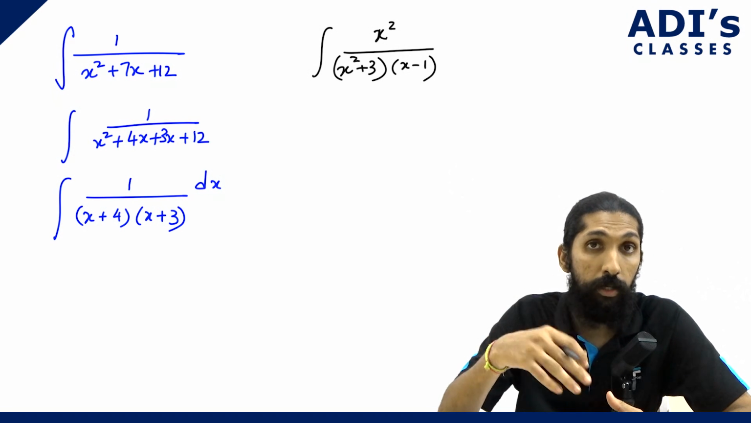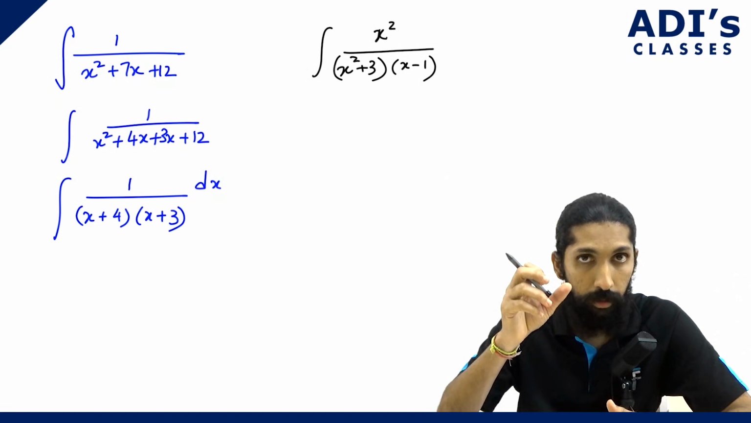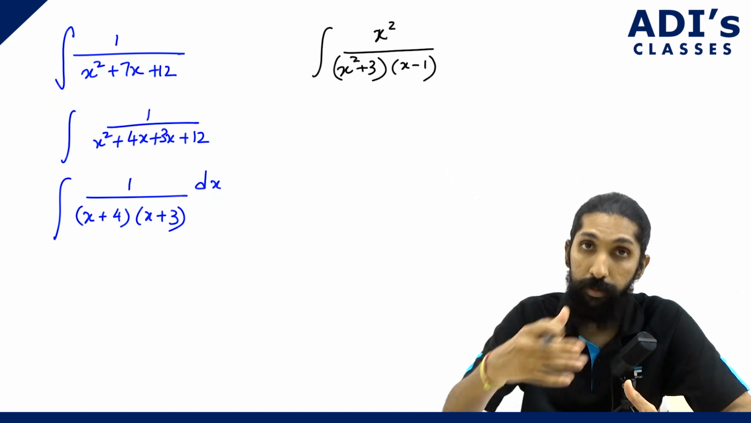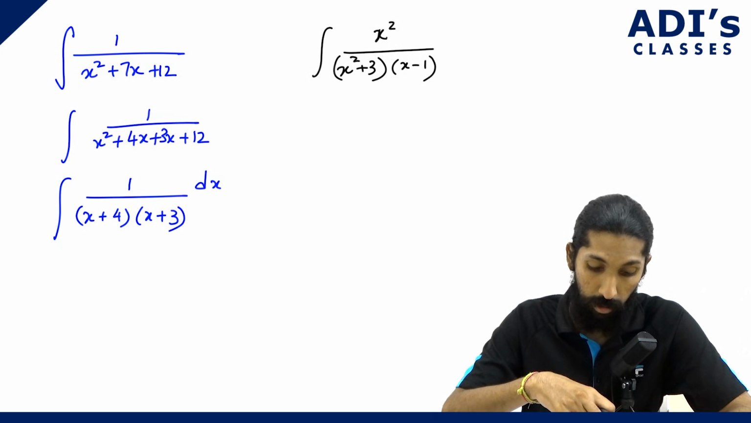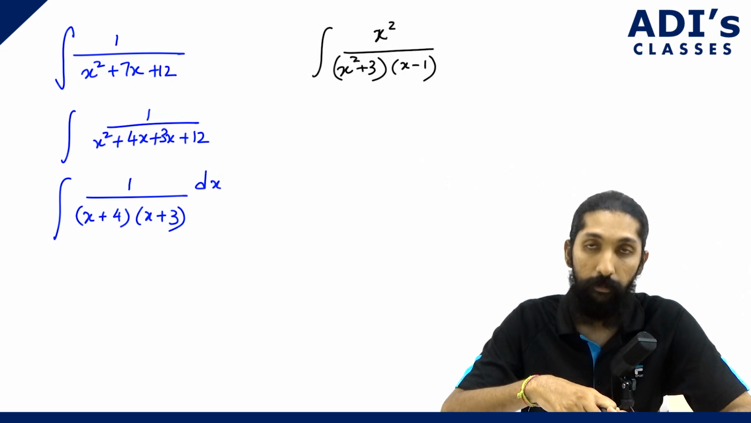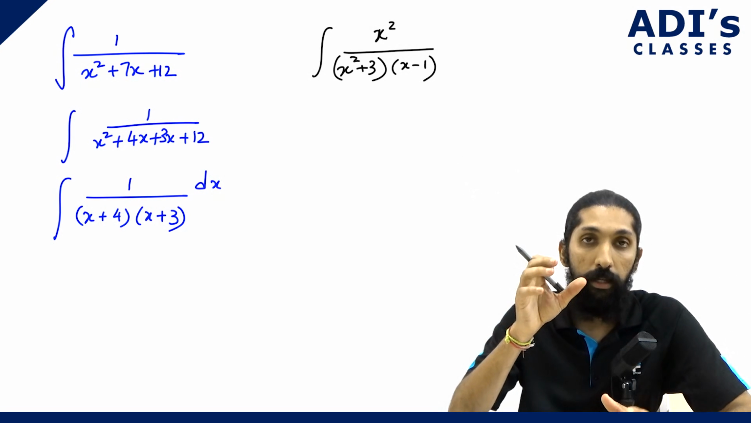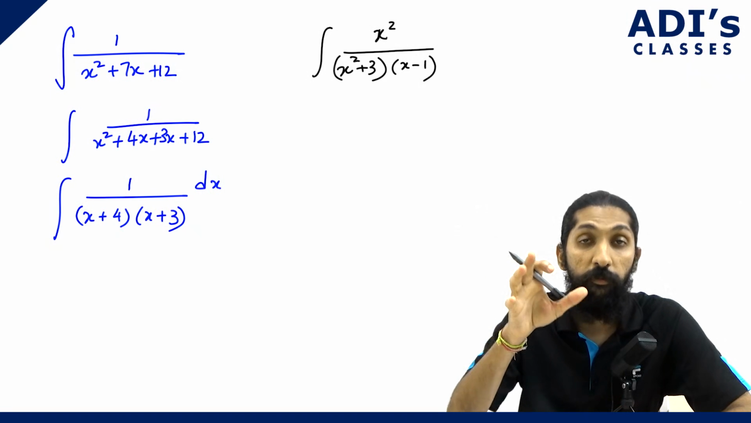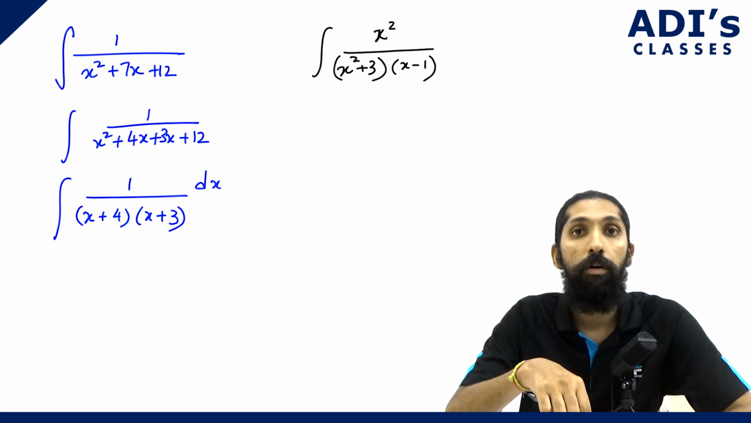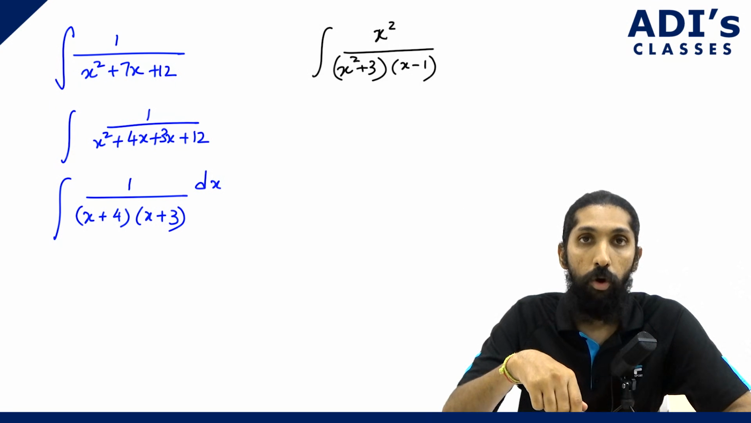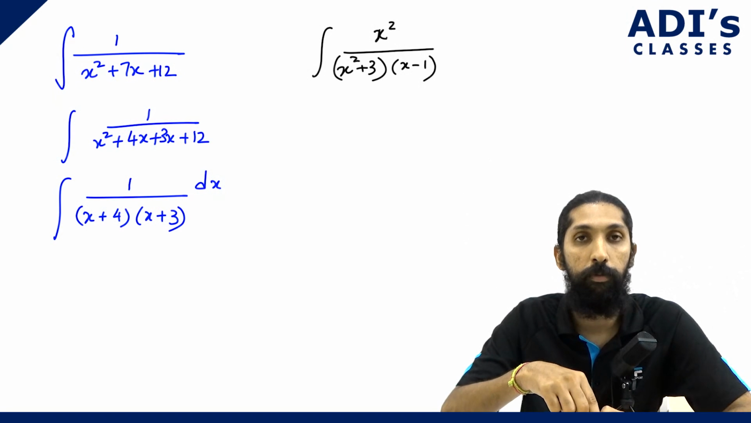Now that you have understood partial fraction, the word is used for a particular type of situation. We use that word because whenever we have a fraction, we have two types: proper fraction and improper fraction. The problems you're going to look at are mostly in the improper fraction.